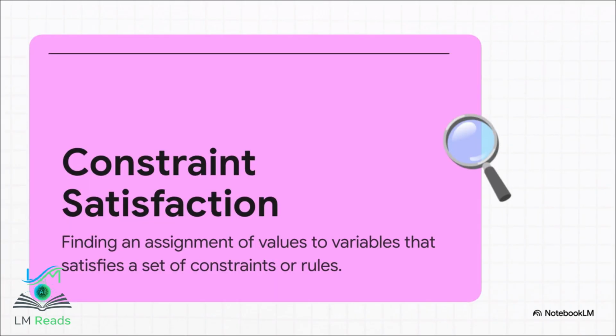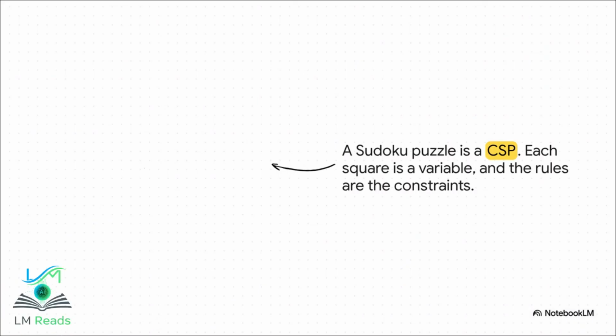But search isn't just for maps. It's also incredibly powerful for any problem that you can define with a set of hard rules or constraints. A perfect example is solving a Sudoku puzzle. Think about it. Each empty square is a variable. The possible values for each variable are the digits 1 through 9, and the constraints are just the rules of the game. No digit can show up twice in the same row, column, or 3x3 box. A CSP solver then uses search to find a number for every square that satisfies all those rules.